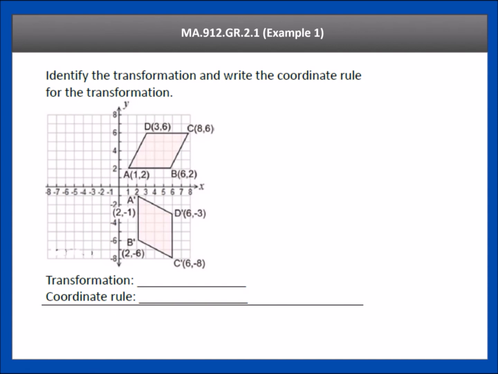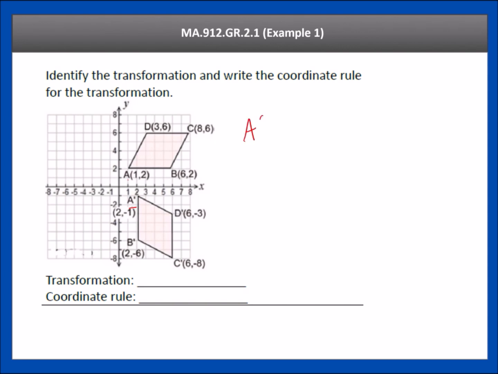So for this, there's one transformation going on and we just want to identify what that transformation is. So first off, we know that this is the pre-image, this is the image, right? So we know that this is the pre-image because this is A, and this is the image because this is A prime. If you see that little symbol there.